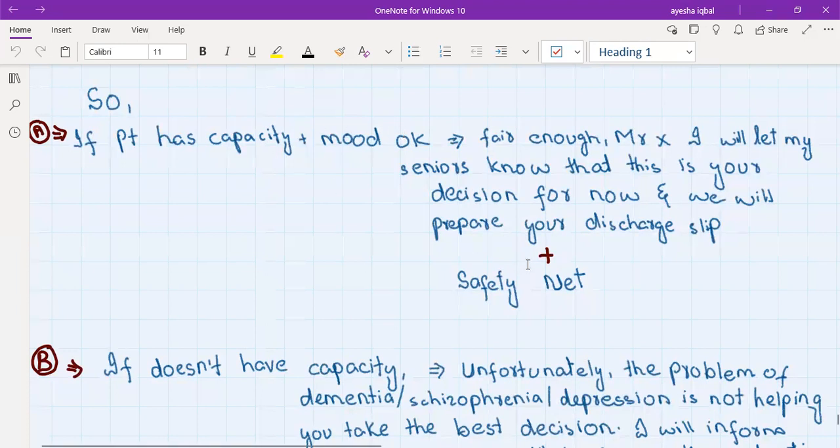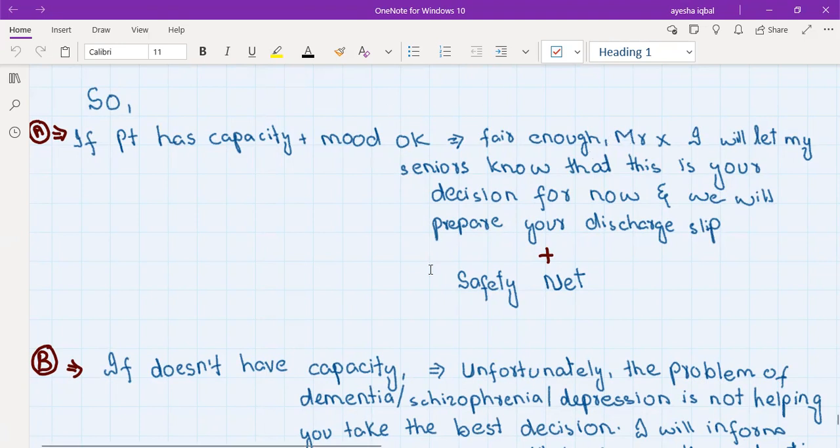So this is basically you being safe here. You're telling him that, okay, I've checked your capacity. You're showing the examiner that you know how to do capacity, and this patient has the capacity and his mood is okay. There is no risk, and he is a competent adult with capacity. He has the right to go away, but still I am involving my seniors. I'm telling them that this is the patient's decision and should we prepare the discharge slip, just to be on the safe side.